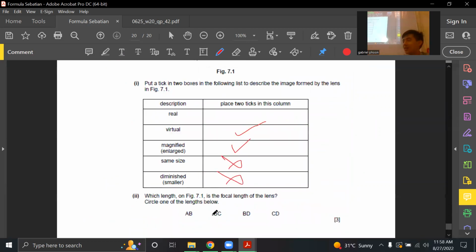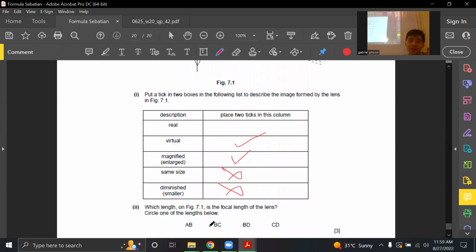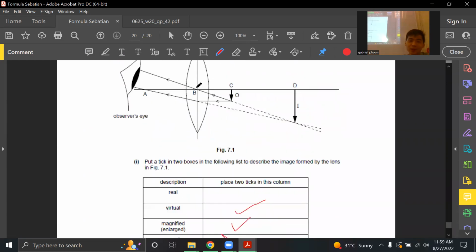Yeah, and then this one here, I made everyone answer me already last week, right? So it's supposed to be A to B, guys, because this would have been optical center, and this would have been the focal point.